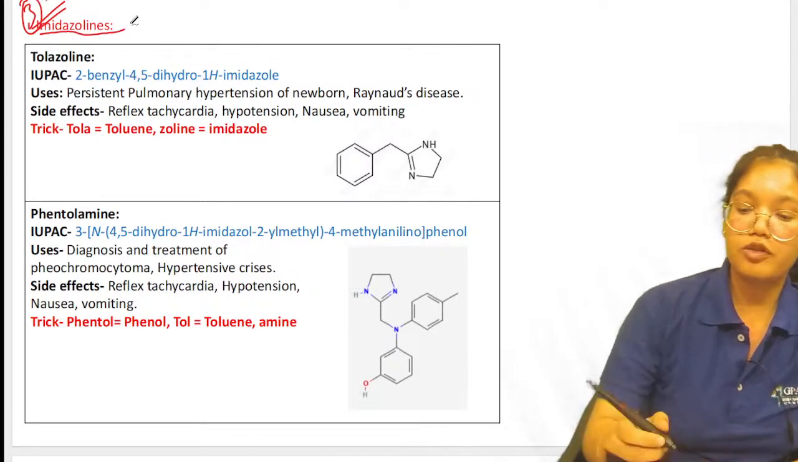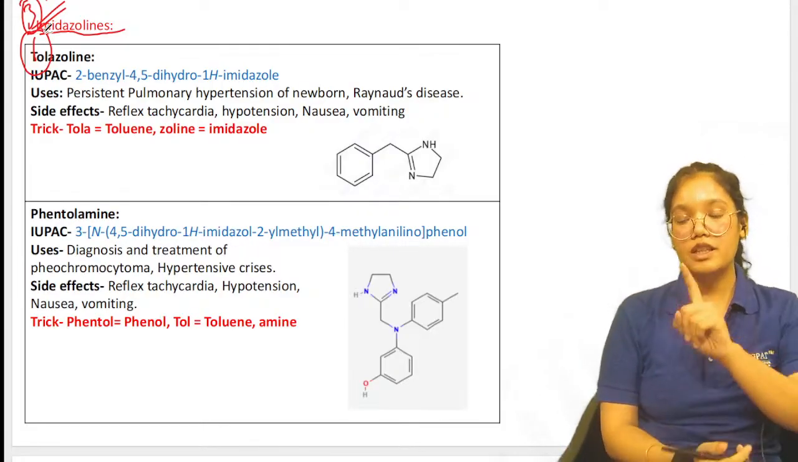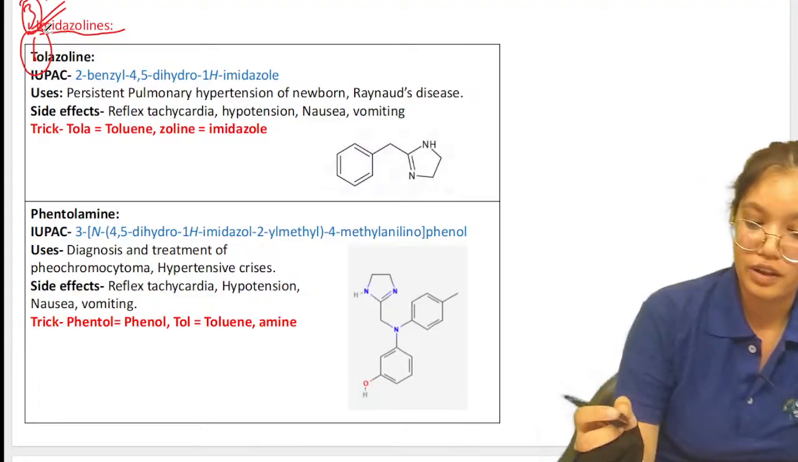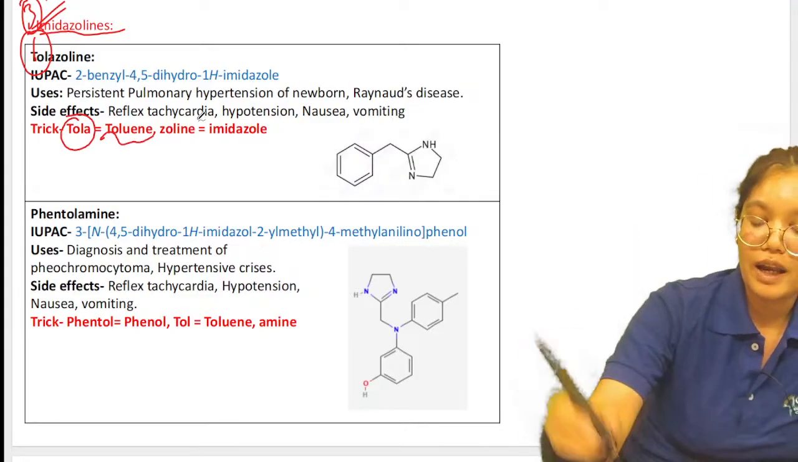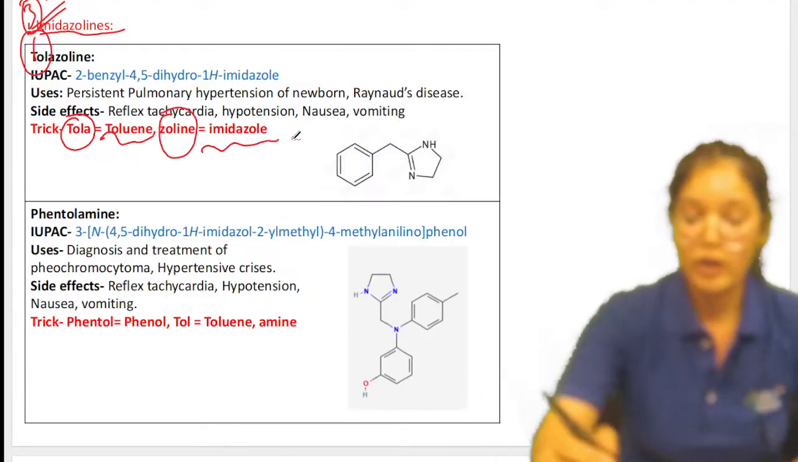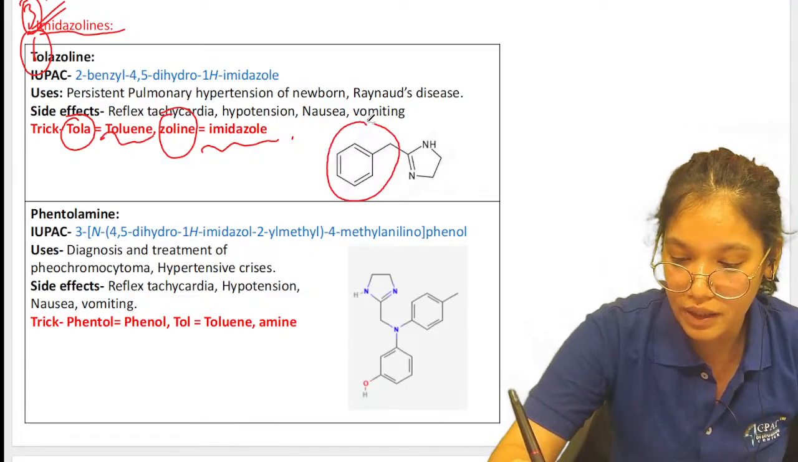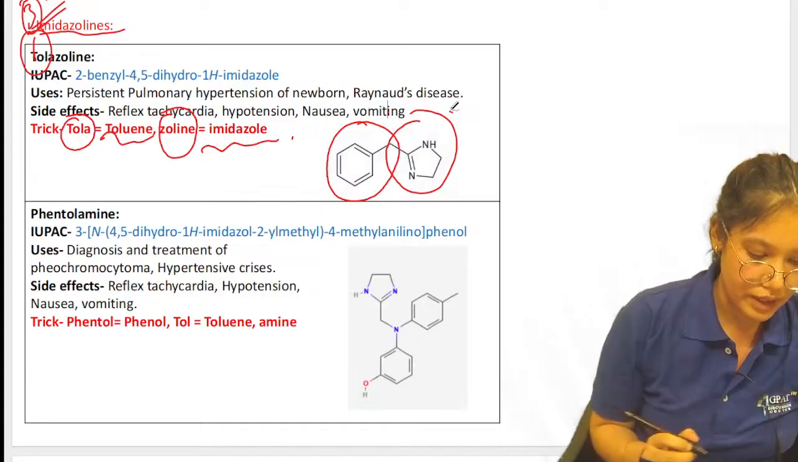Imidazolines. Now the first drug in imidazolines is tolazoline. First we will talk about the trick here. From tola we can say toluene, and from zoline we can say imidazole. So it has a toluene ring that is attached with the imidazole ring.